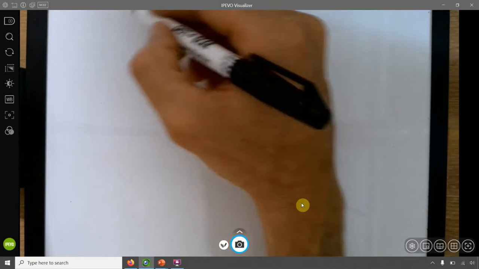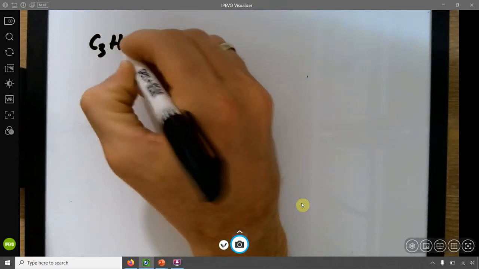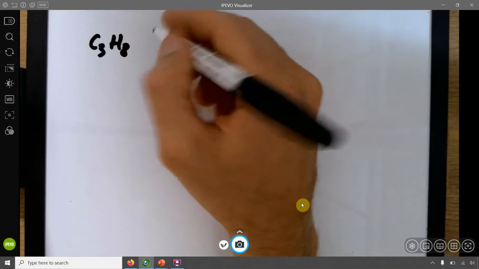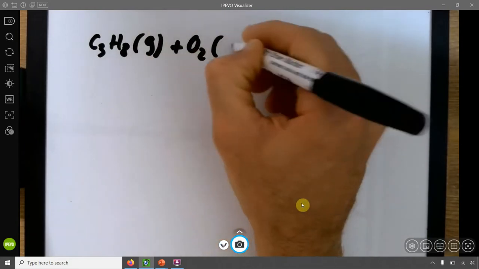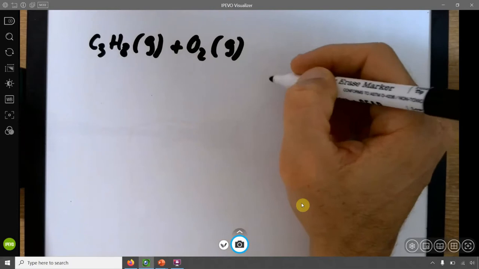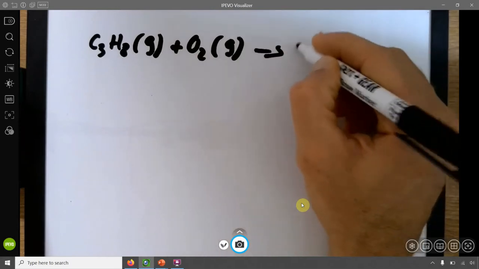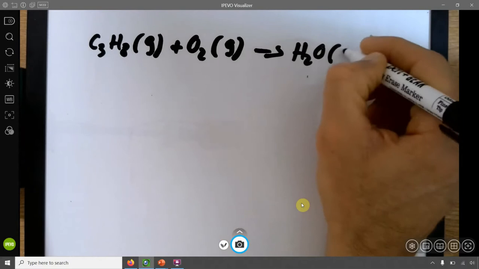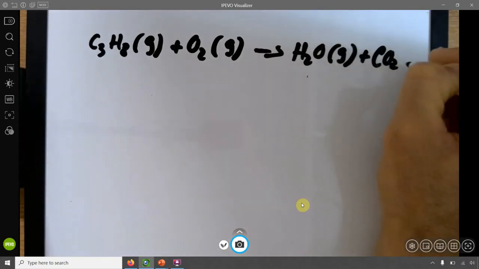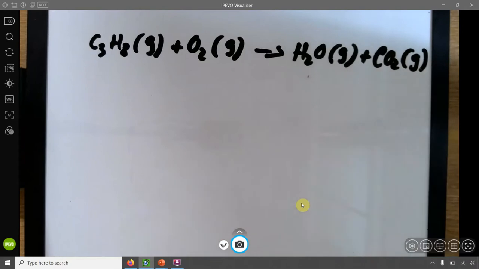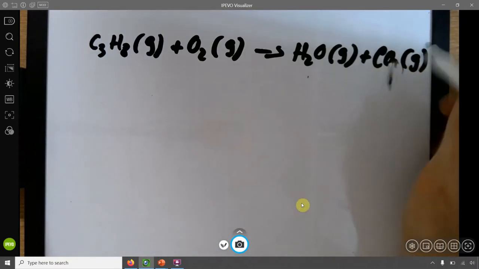Make this zoom better. All right. So I have propane, and it's a gas, and it's going to interact with gaseous oxygen, and it's going to form water vapor and carbon dioxide. This type of reaction is known as combustion. And we will talk about that in a bit.